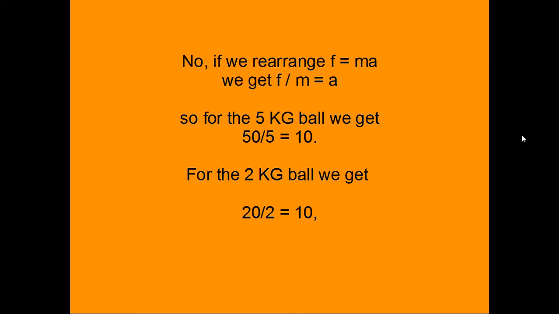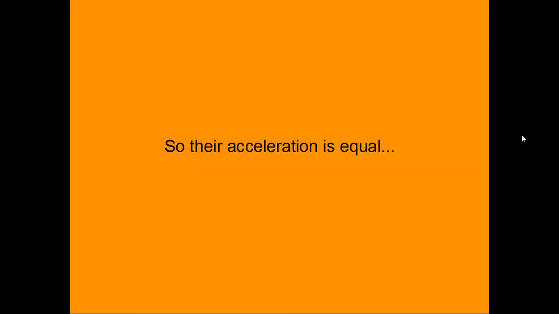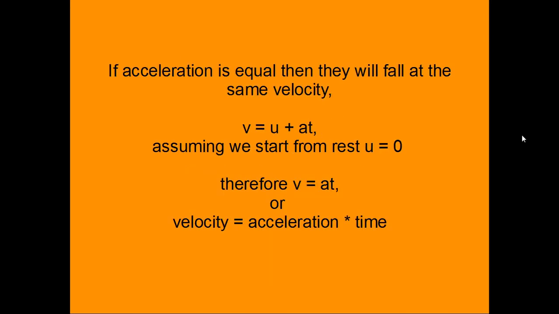So for the 5 kilogram ball, we get 50 divided by 5 equals 10 meters per second, which is gravity, so its acceleration is what we started with. For the 2 kilogram ball, we get 20 divided by 2 equals 10. As you see, both the 5 kilogram and the 2 kilogram ball have the same accelerating force, so their acceleration is equal. If acceleration is equal, they will fall at the same velocity.